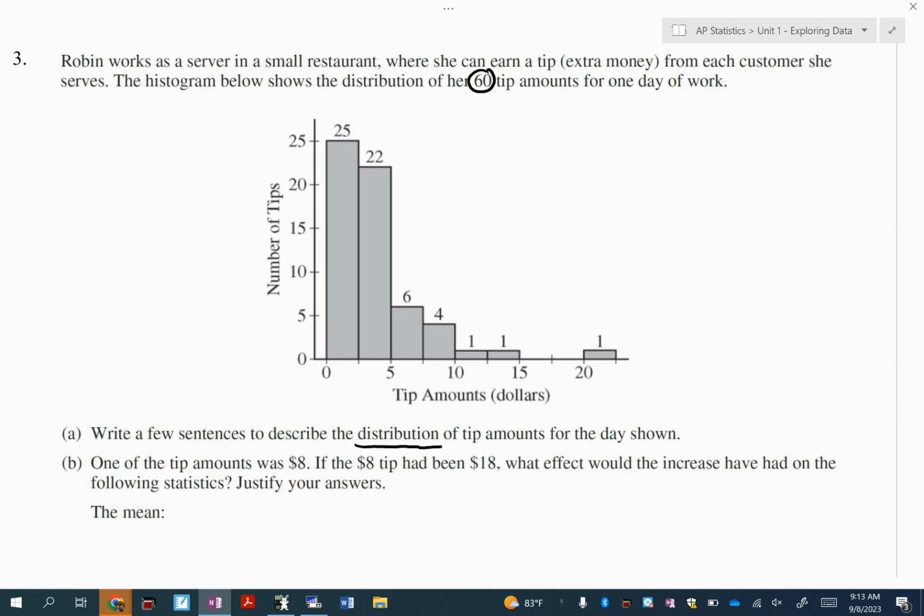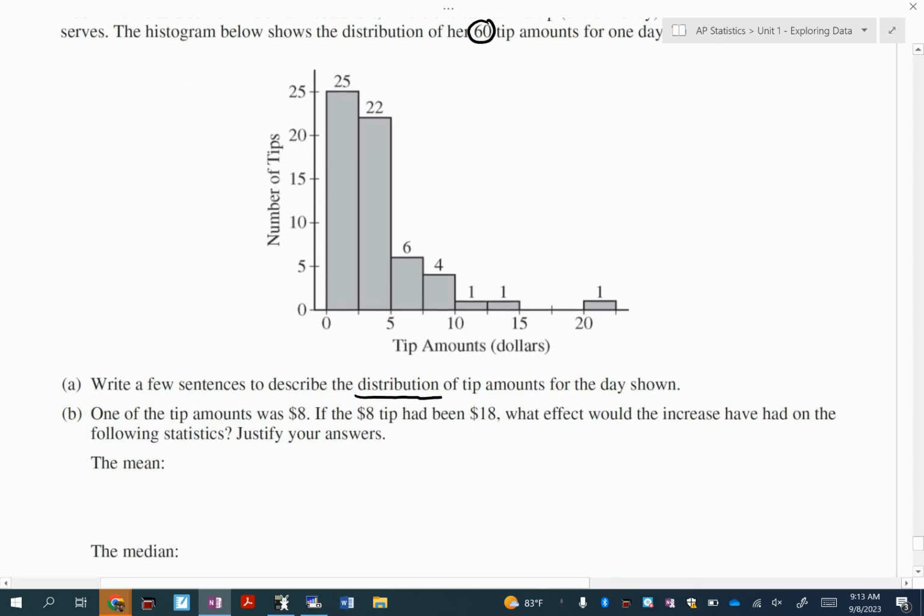Let's see. Cameron, what do you think about the shape? It's not unimodal. So you're saying not unimodal, okay? Yeah. Anything else? I agree with that. It's skewed to the right. Are you going to mention anything about this tip amount? Possible outlier in the 20 to 22.50 range.